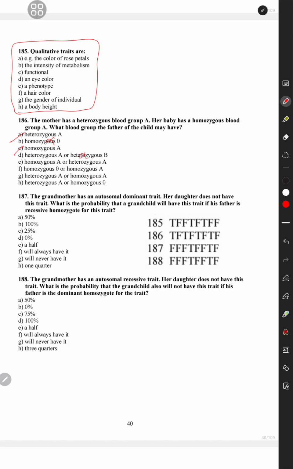B क्यों होगा? B हो तो फिर B है, A नहीं आ सकता। A homozygous A और heterozygous A। Homozygous O नहीं हो सकता, heterozygous A और homozygous A। Seriously, 186. True, false, true, false, true, false, true, false.